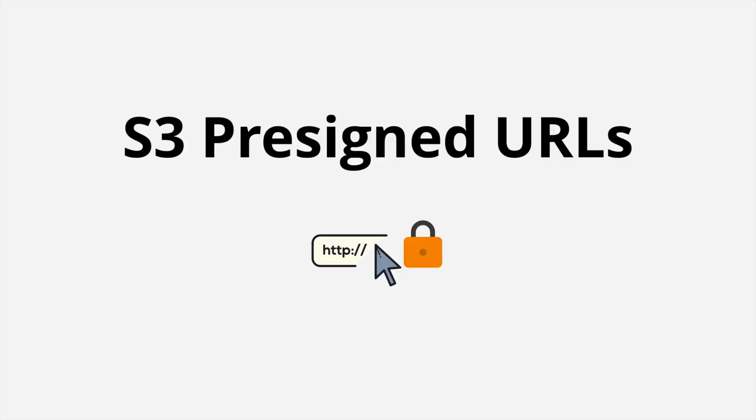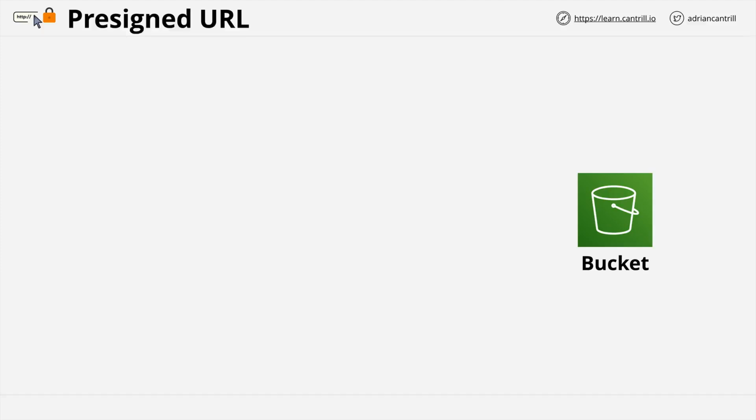Welcome back, and in this lesson I want to talk to you about S3 pre-signed URLs. Pre-signed URLs are a way that you can give another person or application access to an object inside an S3 bucket using your credentials in a safe and secure way. Let's have a look at how this works architecturally.